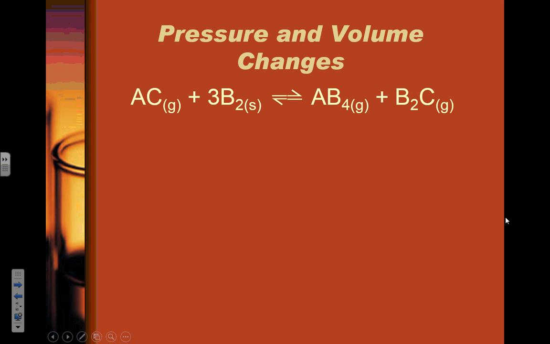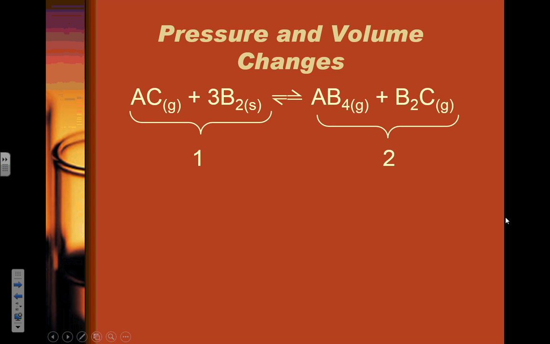Now let's look at a different situation. We do the same thing. We start by counting, but now they're not all gases. So on the left side, AC is a gas and there's one, but B2 is a solid. Doesn't really matter that there's three. Those aren't gas particles. So on the left, I have a total of one gas particle. On the right, I know I have a bigger substance, AB4, but there's still just one AB4 and it's a gas. So that's going to contribute one. And B2C is also a gas and it's got a coefficient of one. So that's also going to contribute one.